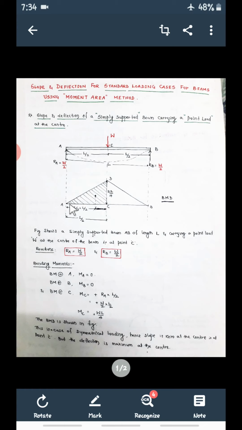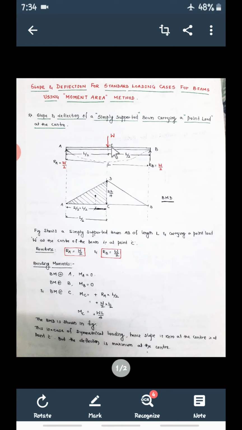I want the slope at A. So that is theta A. So theta A is equal to what? You have to consider the area of the bending moment diagram between A and C, the half portion.